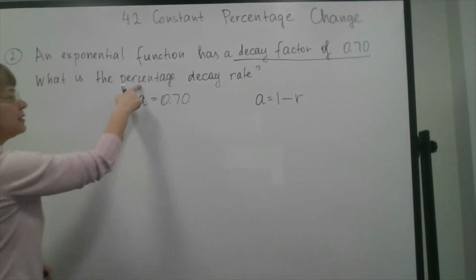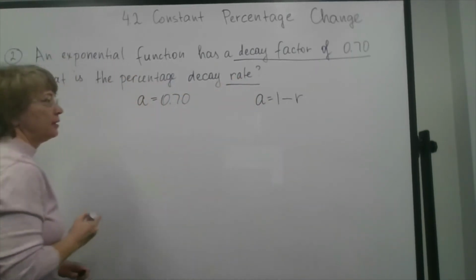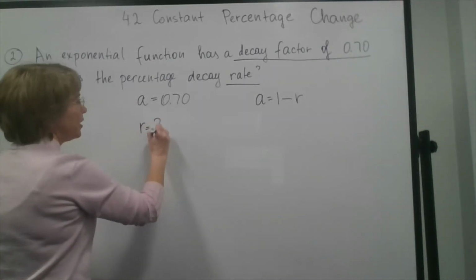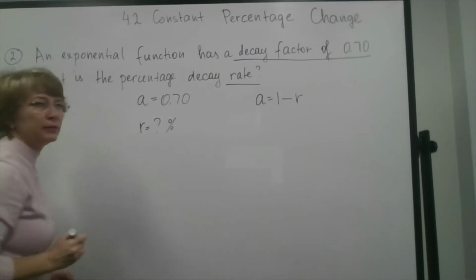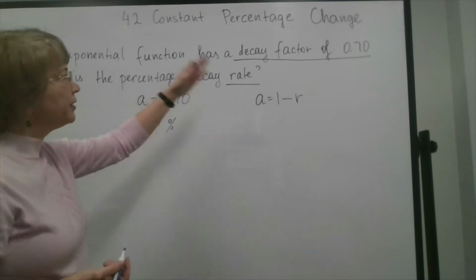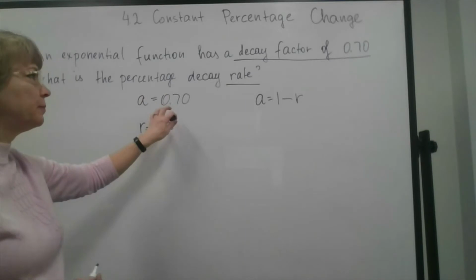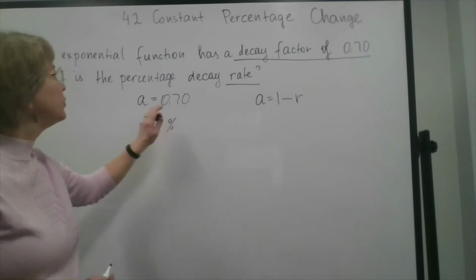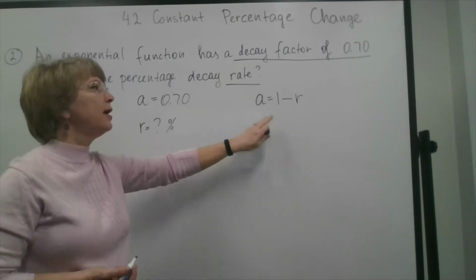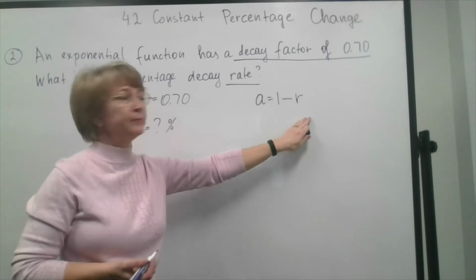What is the percentage decay rate? So we need to find the rate. What letter do we use for rate? It's r. We need to find it, and it has to be in percent. How will we do it? Again, when we read the problem and write down everything that we understood from it, it's easy to see. We need to take 0.7, substitute here for a, and find r. There are some tricks there, so let's do it carefully.